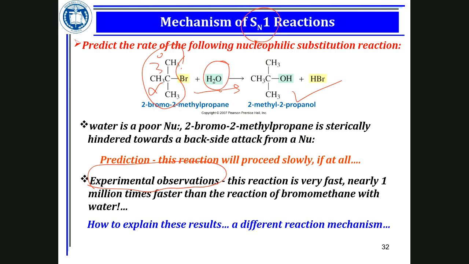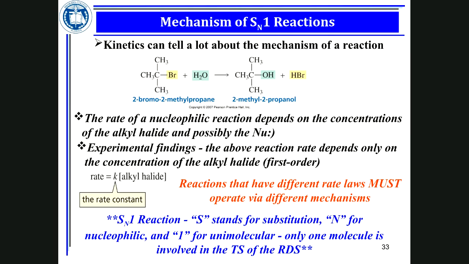The explanation is that this is going through a different type of reaction, a different mechanism. So they had to find out what the mechanism of this reaction is. They found that the reaction goes through two steps, a different reaction mechanism. That reaction was an SN1 reaction, where S stands for substitution, N for nucleophilic, and 1 stands for unimolecular. So this is a unimolecular nucleophilic substitution reaction.